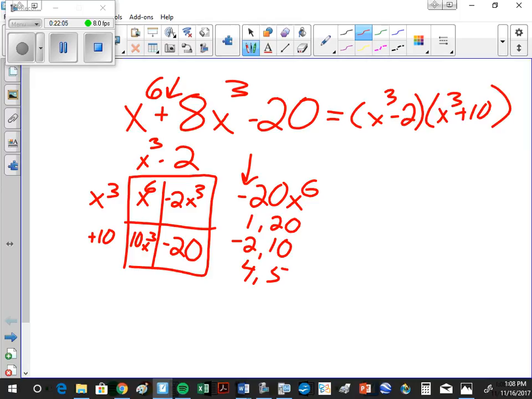Do those go any further? No, they're not perfect squares. It would have to be x squared or x to the 4th in order for that to work.